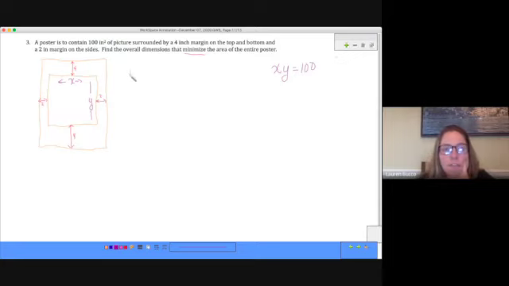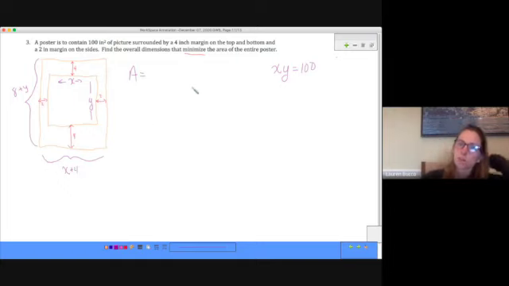And I know the area of the entire thing. So now this whole length, just take a look at how I labeled this. 4 plus 4 plus Y. So that's going to be 8 plus Y, or Y plus 8 if you want to write the variable first. And this would be X plus 4 because it's got 2-inch margins on both sides. So I can now write that the area of the entire thing is Y plus 8 times X plus 4.